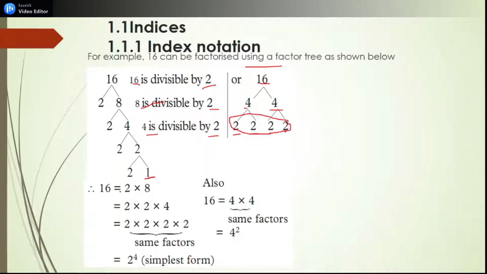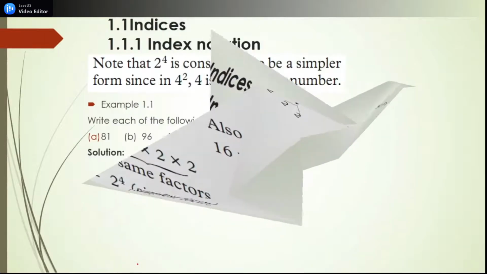16 can be written as 2 times 8, or 2 times 2 times 4, or 2 times 2 times 2 times 2. It can also be written as 4 times 4. Finally, in a simple form, we write 2 power 4.